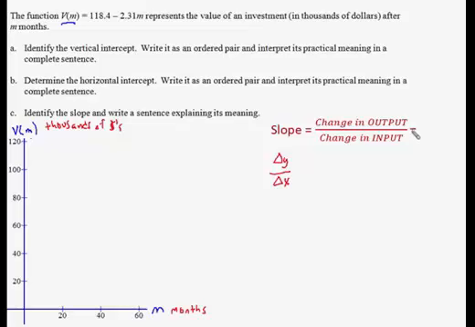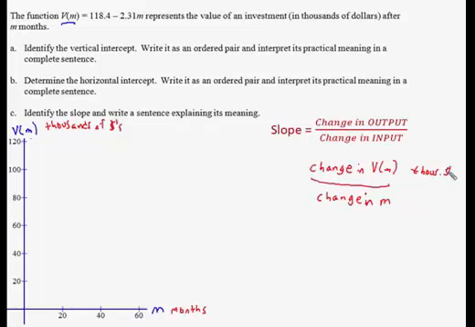So for my problem, the way that's going to look is that my slope is going to be change in the value, v of m, and my input is m, right? The variable in the parentheses here is m, indicating that my input variable is m. So my slope would be how fast the value is changing over how fast time is changing. And I like to put the units in there. My units on my slope are going to be as follows. Since v of m is in thousands of dollars, that would be in the numerator of my slope. And in my denominator, since m is in months, my denominator is going to be in months.